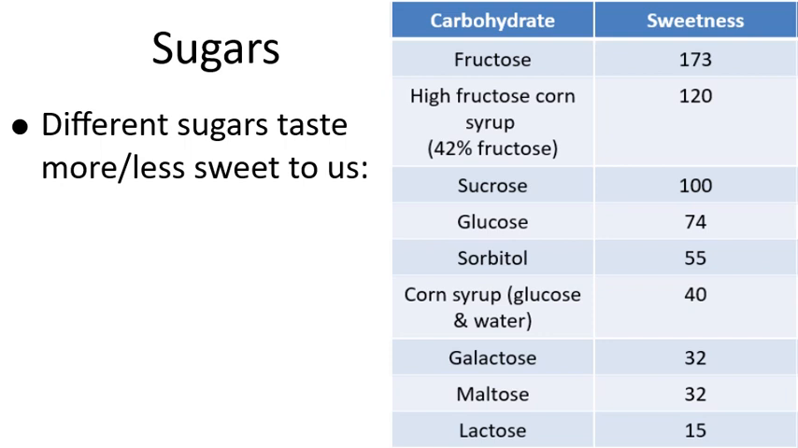The fact that high fructose corn syrup tastes sweeter than sucrose, normal table sugar, means that a manufacturer can add less of the high fructose corn syrup than they would need to add sucrose to keep the same sweetness. This then saves them money, and so many highly processed foods use high fructose corn syrup in place of sucrose.